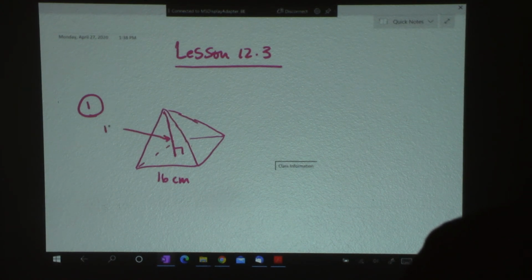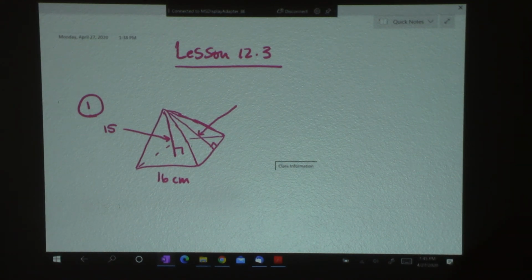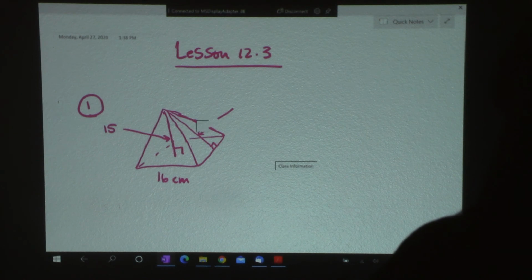So this is 15 on this side because we need to draw the height on the outside. So there's the height inside the shape as well as the height in the triangle that's on the outside. And that height is, do they give us that? They do not. Okay, that's part of what we have to figure out.